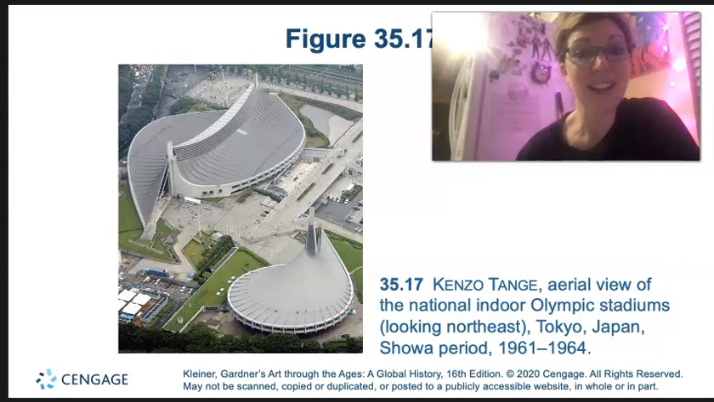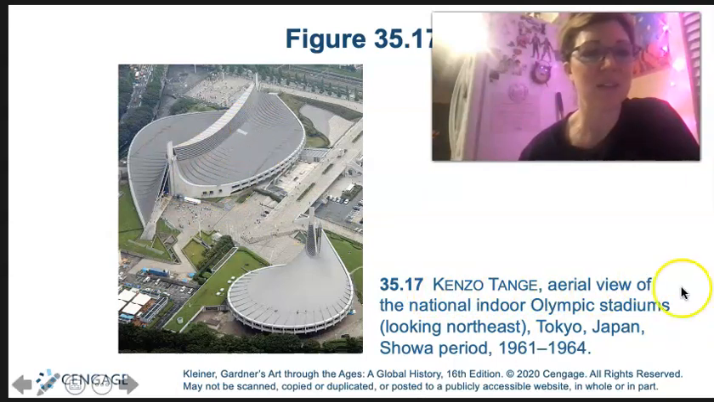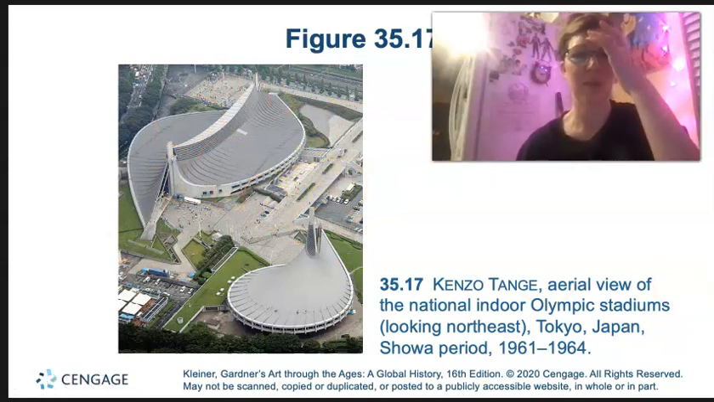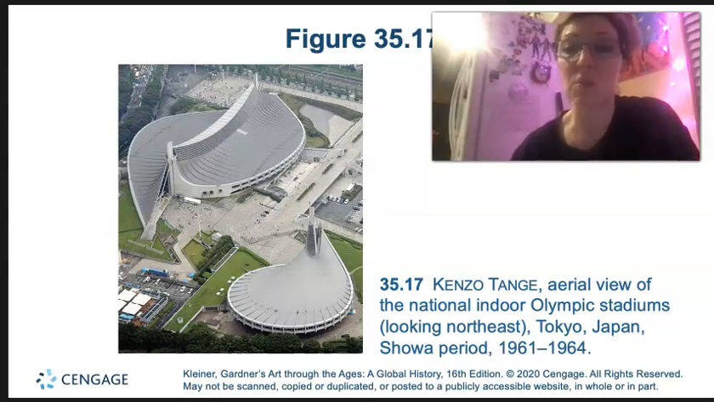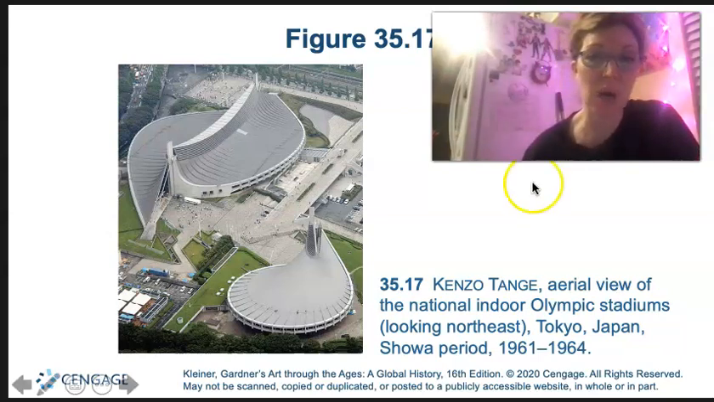Almost done. So this is an Olympic stadium built in Tokyo in the 60s by Kenzo Tange. It's so different than ours, isn't it? Just the wings and the ribbing. The Japanese Olympic stadiums were built during the Showa period.